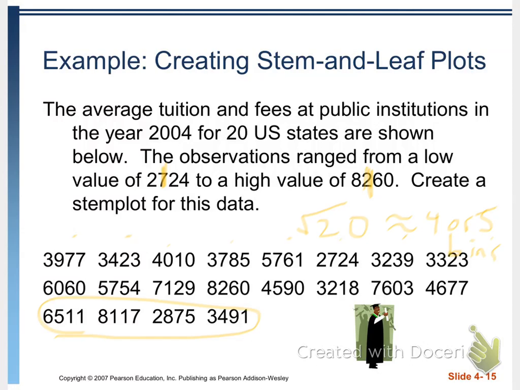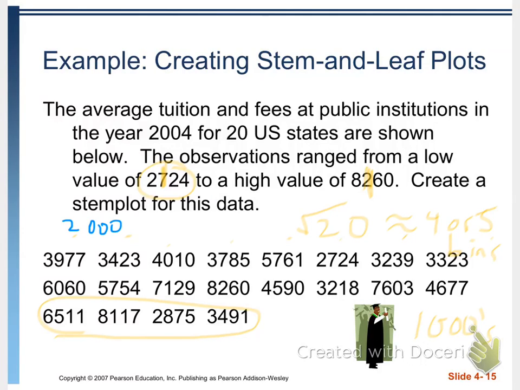Well, if that's the case, I'm probably going to start counting by thousands. So I'm going to try to count by thousands. My lowest number is 2,700, so I'm thinking I might want to start from 2,000.